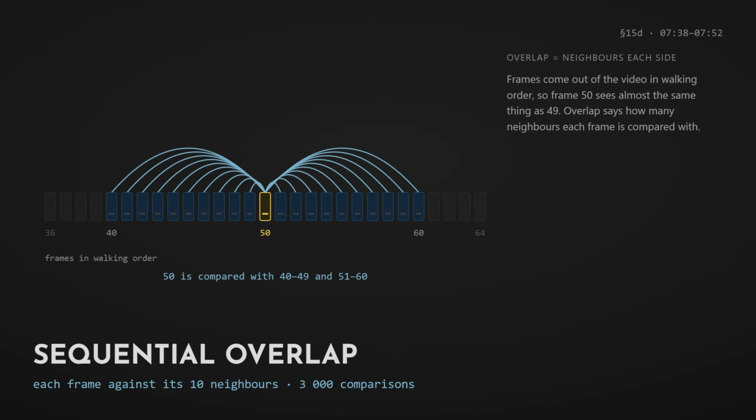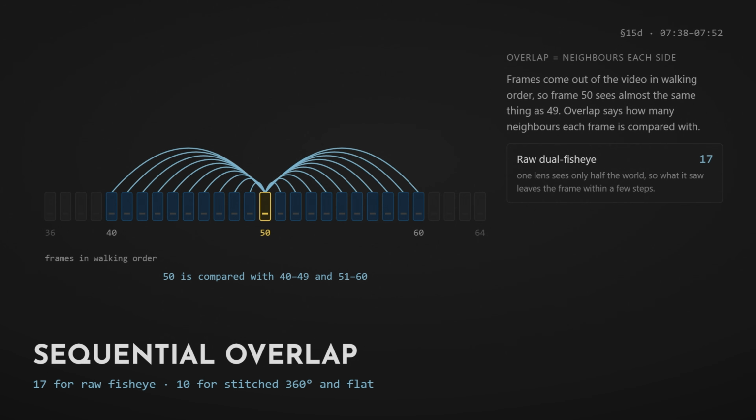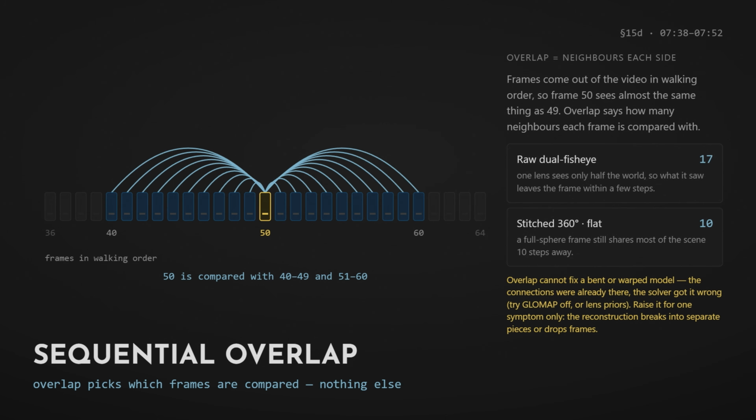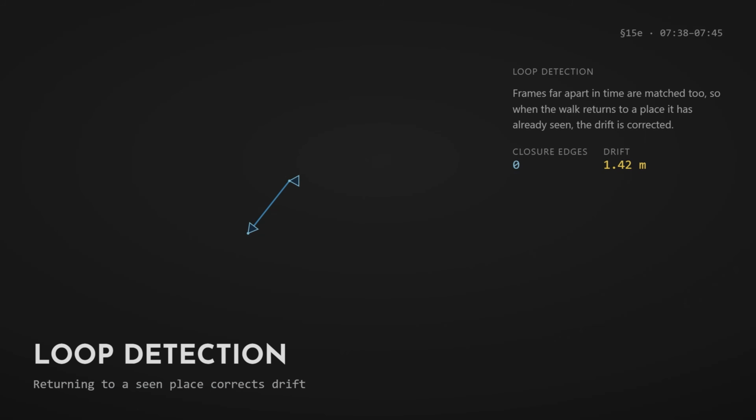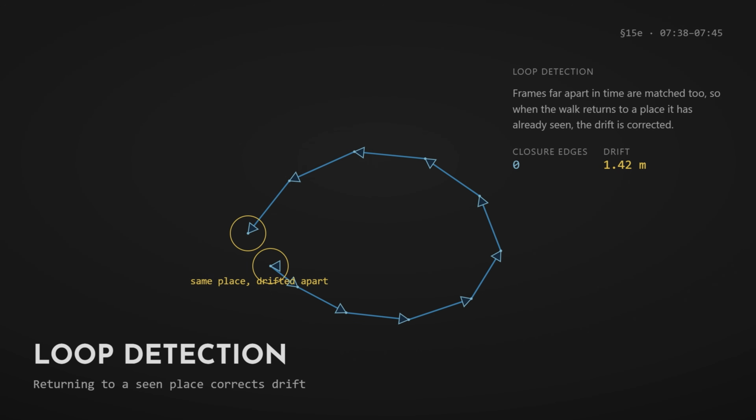Raw fisheye defaults to a wider window, 17, because each lens sees only half the world. A stitched 360 frame sees everything, so 10 is plenty. If you get multiple separate alignments, raise the overlap. If the same features appear twice, turn GLOMAP off. Loop detection also matches frames far apart in time. So when the walk returns to a place it has seen before, the drift is corrected.